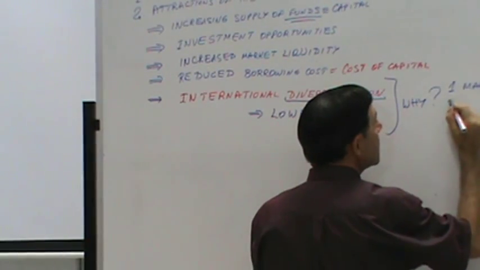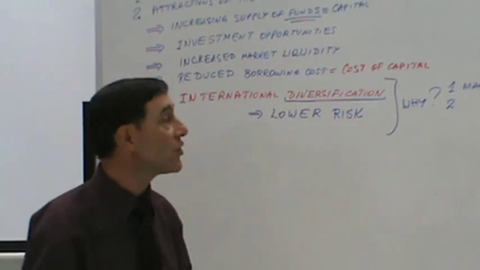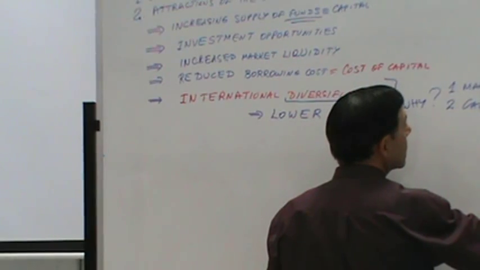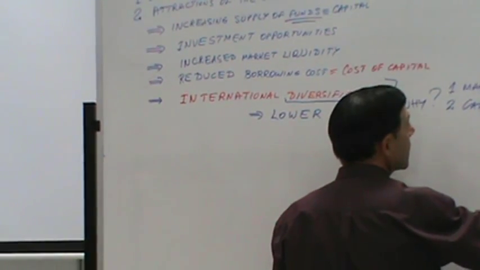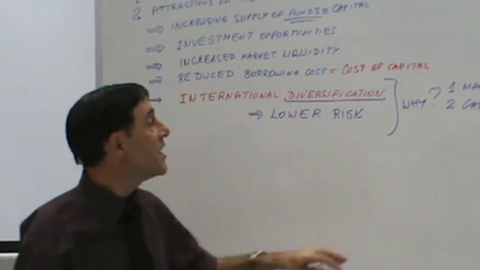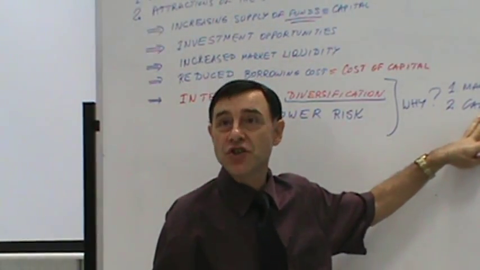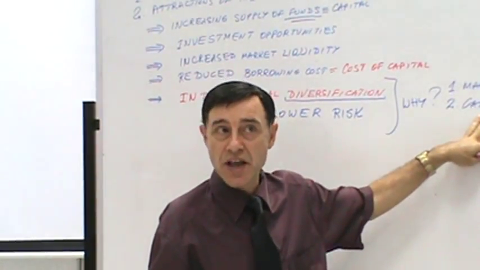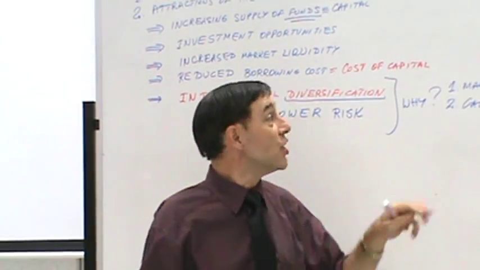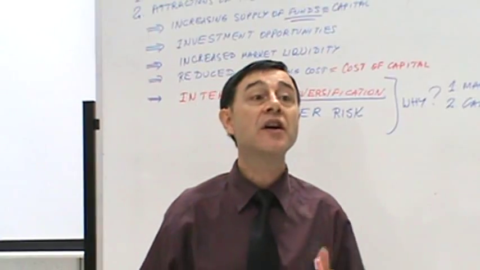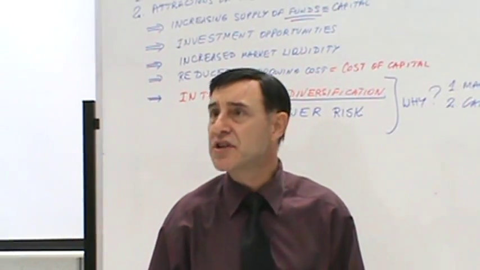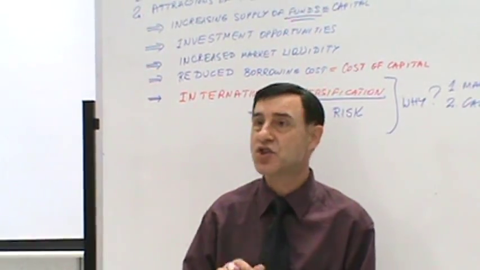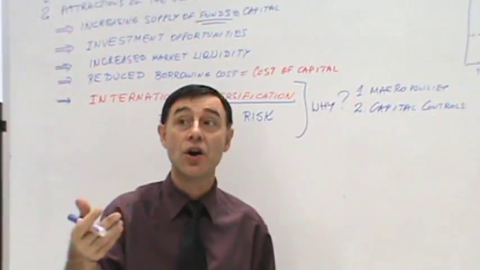Okay, and the second reason, so the first reason is different macro policies. But there is a separate, completely different reason, it's called capital controls. And capital controls involve restriction of moving capital from one country to another, and or restriction in acquiring foreign capital. So it's a restriction. If you want to buy Chinese stocks, you can't easily buy Chinese stocks. The Chinese government does not allow foreign ownership.